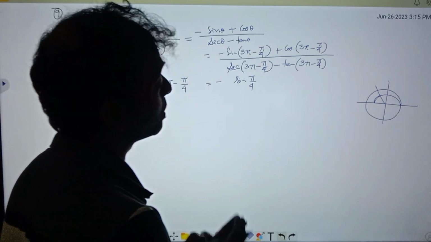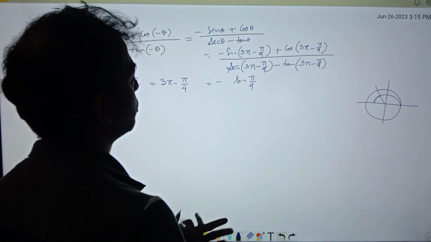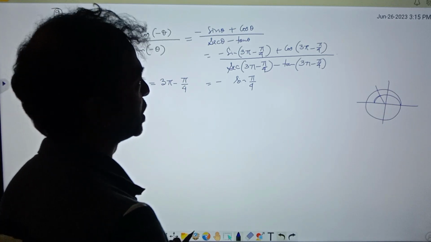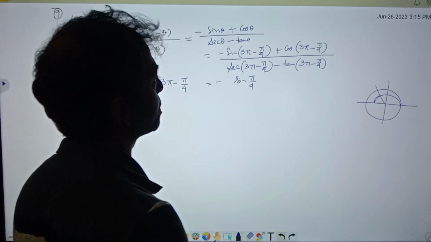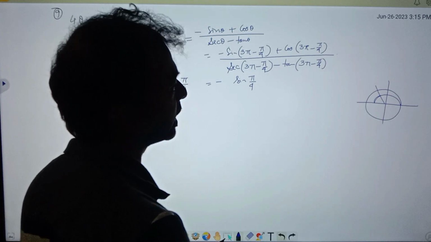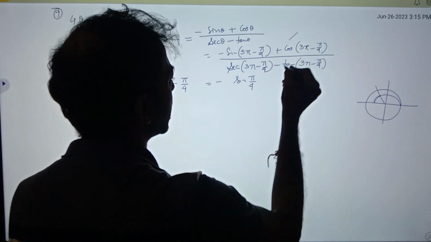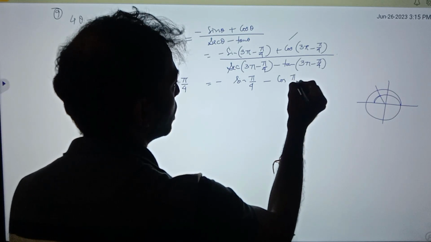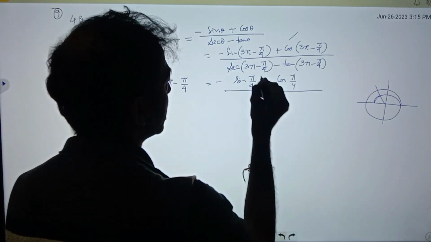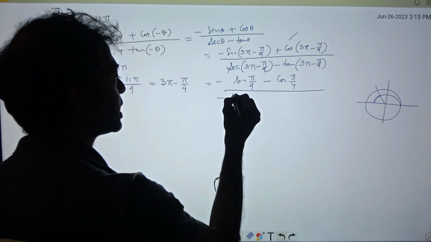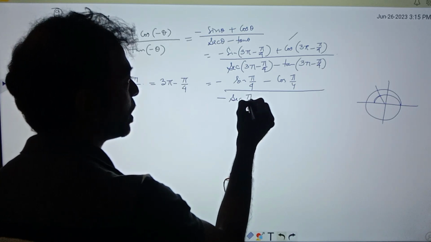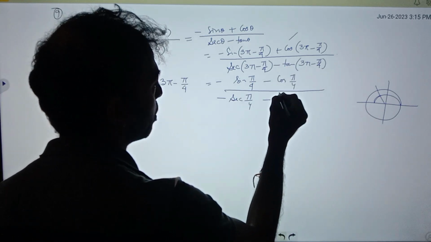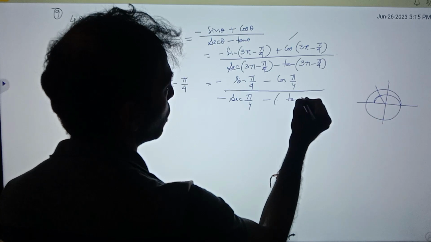And in case of cos 3 pi minus pi by 4, we are sure that 3 pi minus pi by 4 is lying in the second quadrant, and in the second quadrant cos is always negative, we always know that. So that will be minus cos pi by 4. After that, divided by, that will also be minus sec pi by 4, and in this case that will be minus of tan pi by 4.